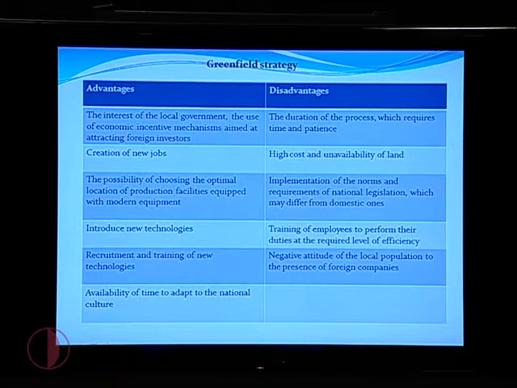Advantages, for example, are the creation of new jobs, the possibility of choosing the optimal location of production facilities equipped with modern equipment, introducing new technologies, etc. And disadvantages are high cost and unavailability of land, training of employees to perform their duties at the required level of efficiency, and maybe a negative attitude of the local population to the presence of foreign companies. So you should think about this when you start your greenfield strategy, for example.